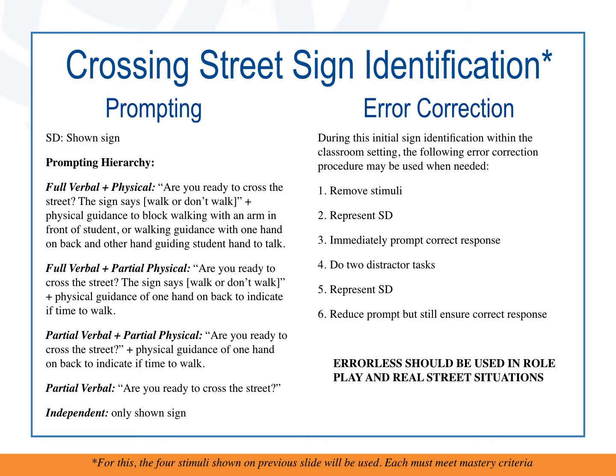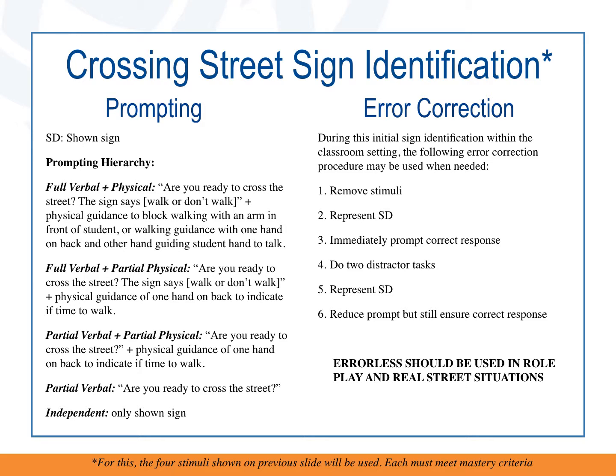And then physical guidance to block walking, so putting an arm in front of the student, or to walk, putting one hand on their back to prompt and one hand holding one of their hands to guide them to walk. Full verbal, then after 100% accuracy, 3 consecutive times is what we're setting it at, you fade to the full verbal plus a partial physical.